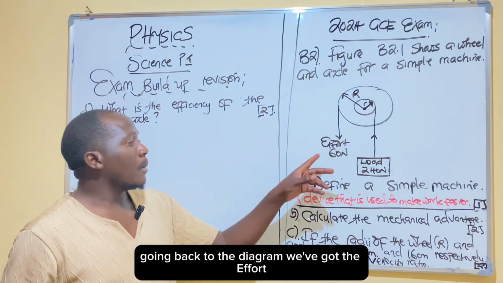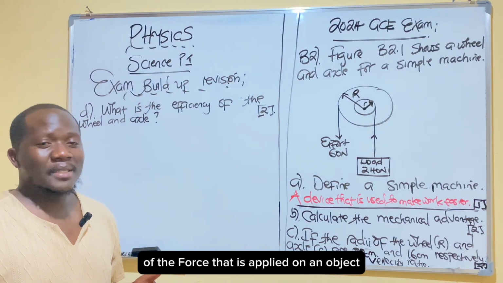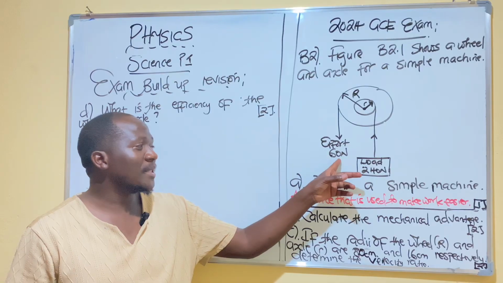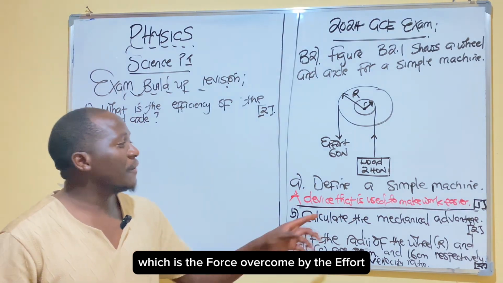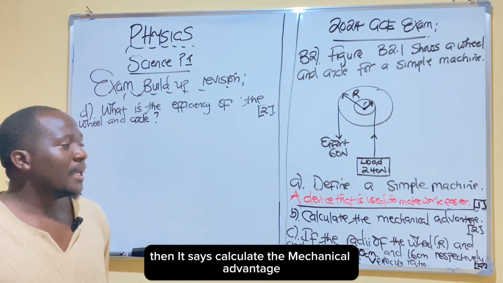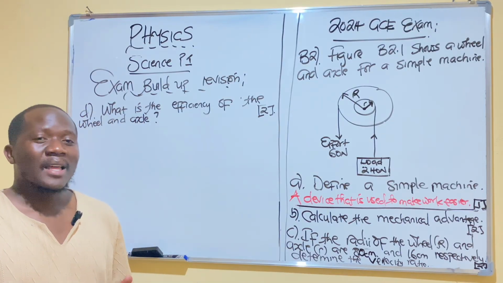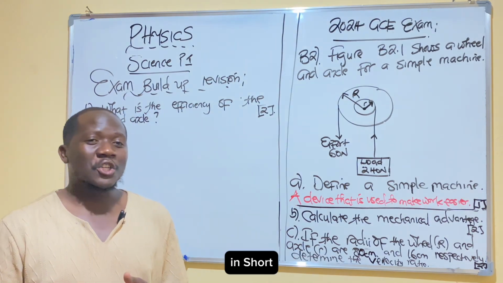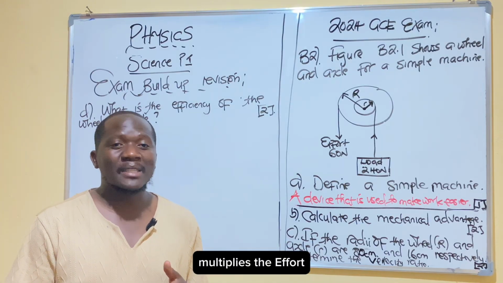Going back to the diagram, we've got the effort, which is the size of the force that is applied on an object, and in this instance we have 60 newtons, and then we have the load, which is the force overcome by the effort, which is 240 newtons. Then it says calculate the mechanical advantage. This is going to be the ratio that compares the size of the load to the size of the effort applied. In short, mechanical advantage is also the number of times a machine multiplies the effort.